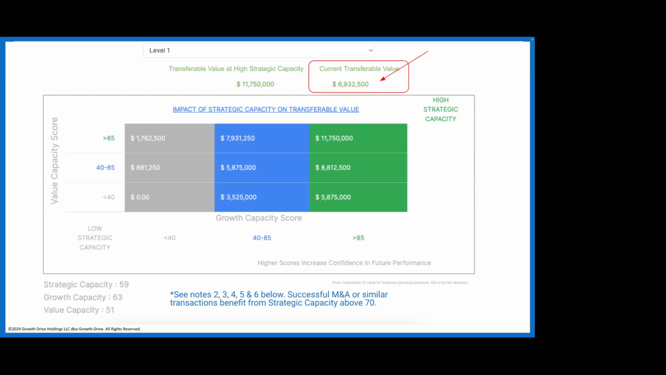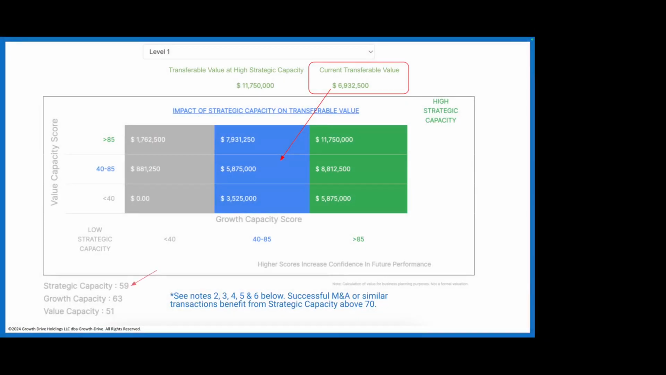So transferable value is 6.9 million. Why is that? Well, that is because of your strategic capacity. Your business has a strategic capacity of 59. Now, the average business comes in with a strategic capacity of the low 50s. And if you think of the bell curve of businesses out there, if 19 out of 20 businesses cannot sell as they are run today, you know that there is a logarithmic progression on sellability. So very few businesses can sell, and there are a ton of them in the middle that are good businesses, but cannot transfer all of their value into cash.